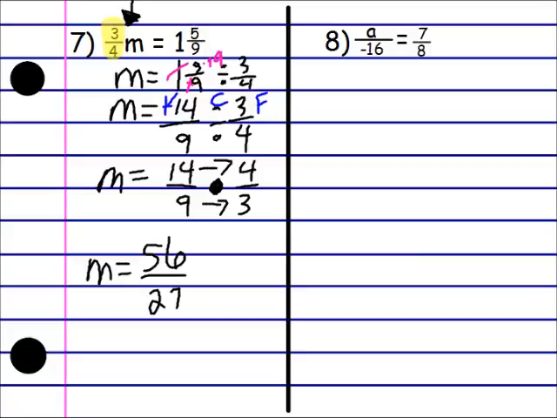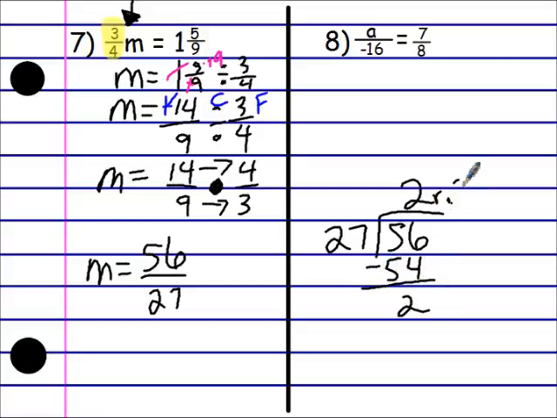And now I have top in, bottom out. 56 divided by 27. 27 will go into 56 2 times. 2 times 27 is 54, and that gives me a 2 remainder. So that is equal to 2 and 2/27ths.